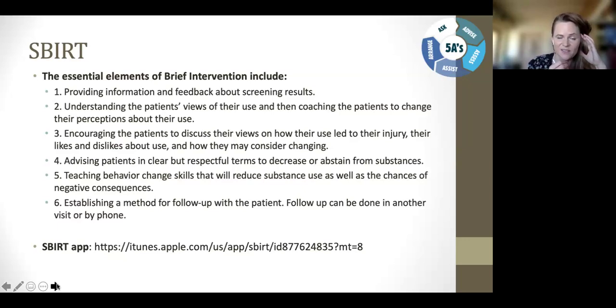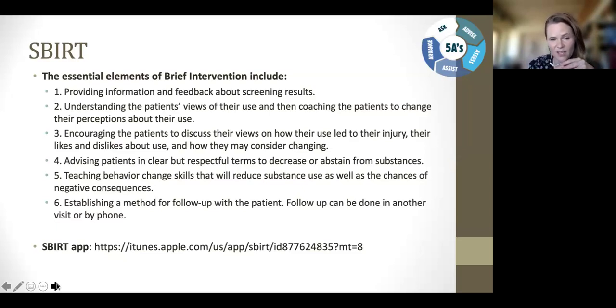This again is where it's a little different from MI because it's a bit more directive. You do, much as with motivational interviewing, ask them to talk about, has this been inconvenient for you anyway? Have there been any problems associated with it, to sort of bring that potential for change to the surface? And then again, differently from MI, you're being more directed because you're actually advising the patient clearly but respectfully that, in your opinion, as the provider, it would be helpful for them to decrease or to abstain from substances.